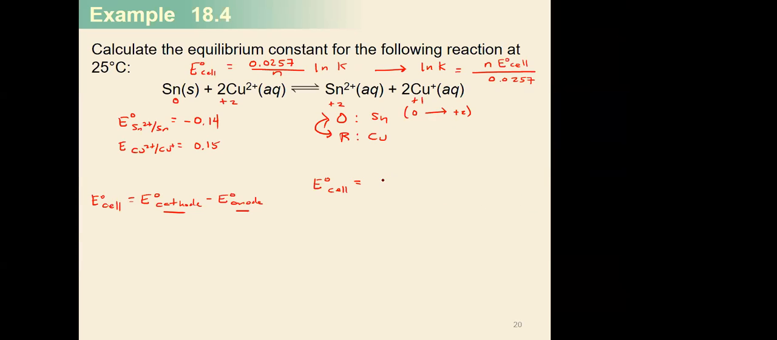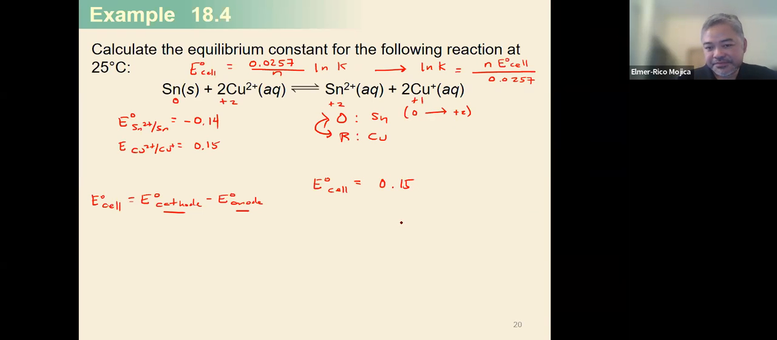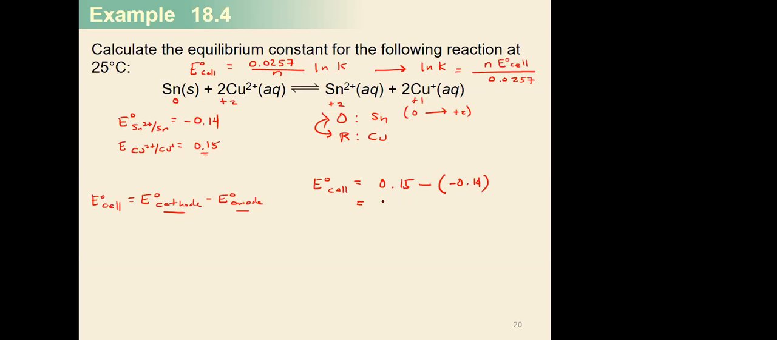Okay. So the value that we have here is 0.15. Because that's the one that you have here. Now it just happened that it is higher than this one. Then minus, since the tin is the one that is oxidized, that's the anode. So you have the 0.14. So what do you get here? 0.29.